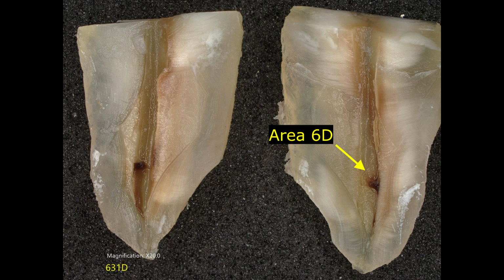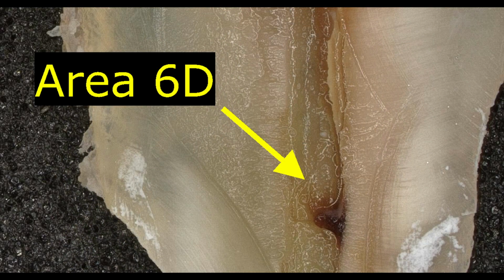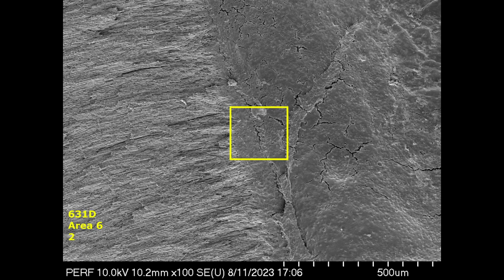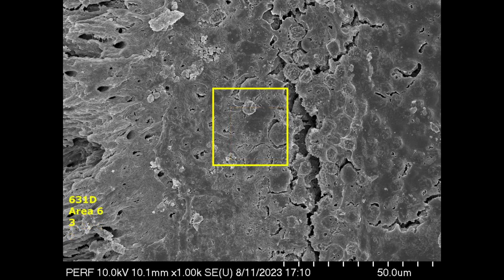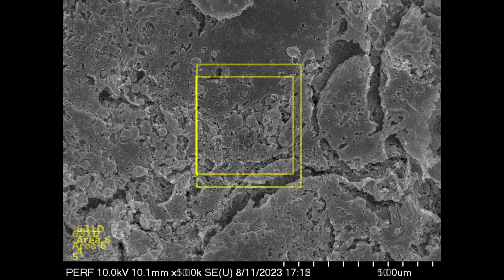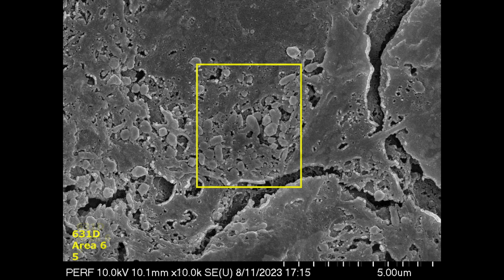Further apically in the right specimen, in a well-debrided area 6D, a closer examination suggests more bacterial morphotypes in the smear layer over the mineralization front. So clearly, there appears to be a gradient effect with the irrigation device depending on location and distance.